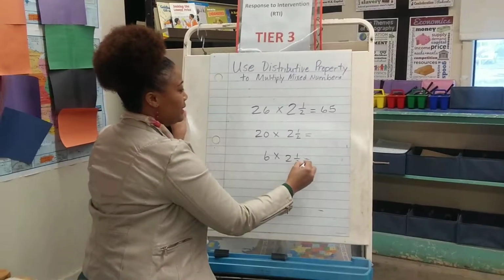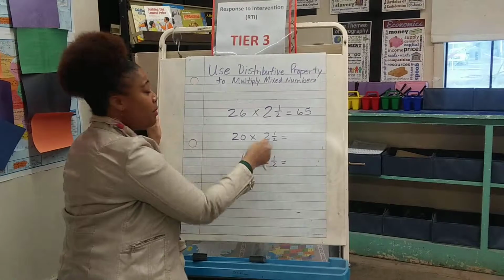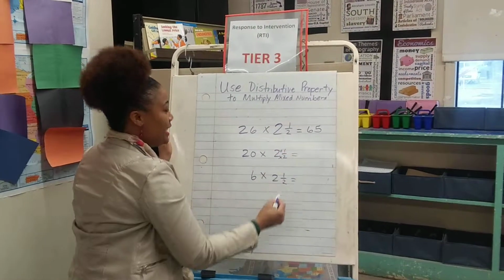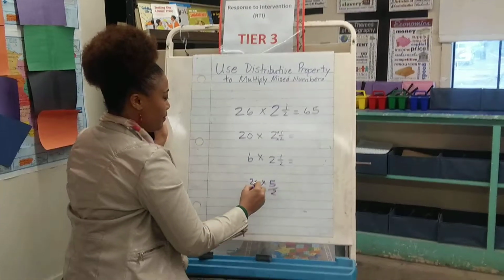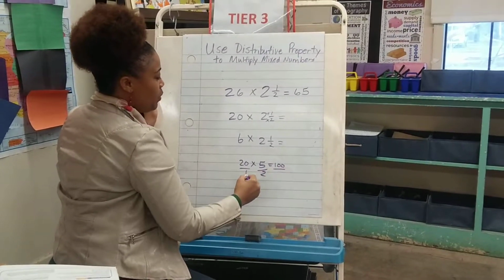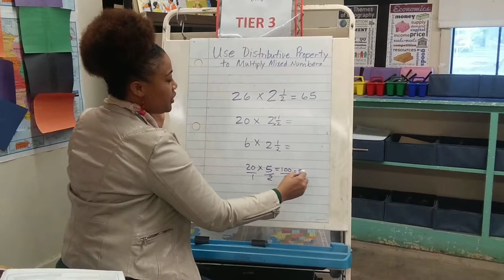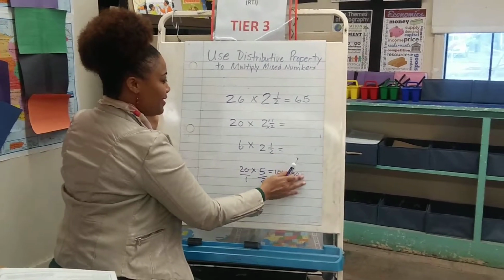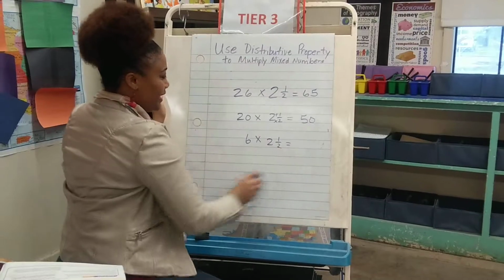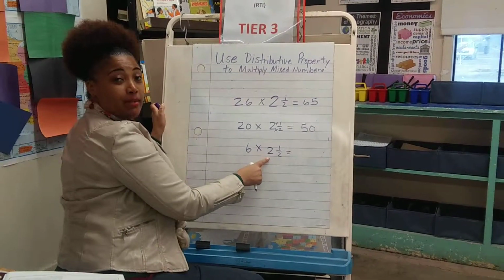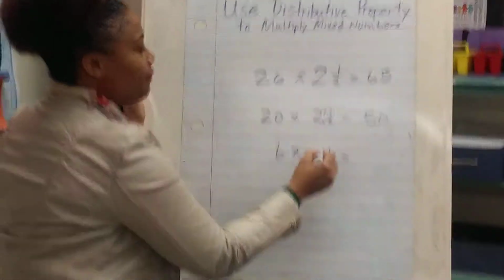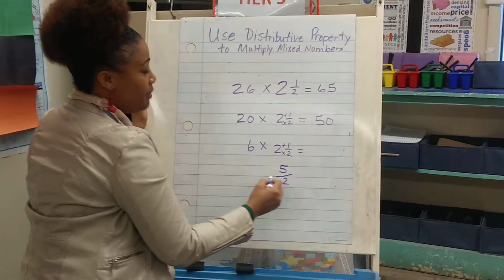Again, let's change the mixed number to an improper fraction. So you got 2 times 2, which is 4, and 4 plus 1 is 5. All right, so 20 times 5 is 100, and 1 times 2 is 2. So 100 halves equals 50. So I'll put 50 here. All right. Remember, change the mixed number to an improper fraction. Makes it easier to multiply. 2 times 2 is 4. 4 plus 1 is 5. Denominator stays the same.